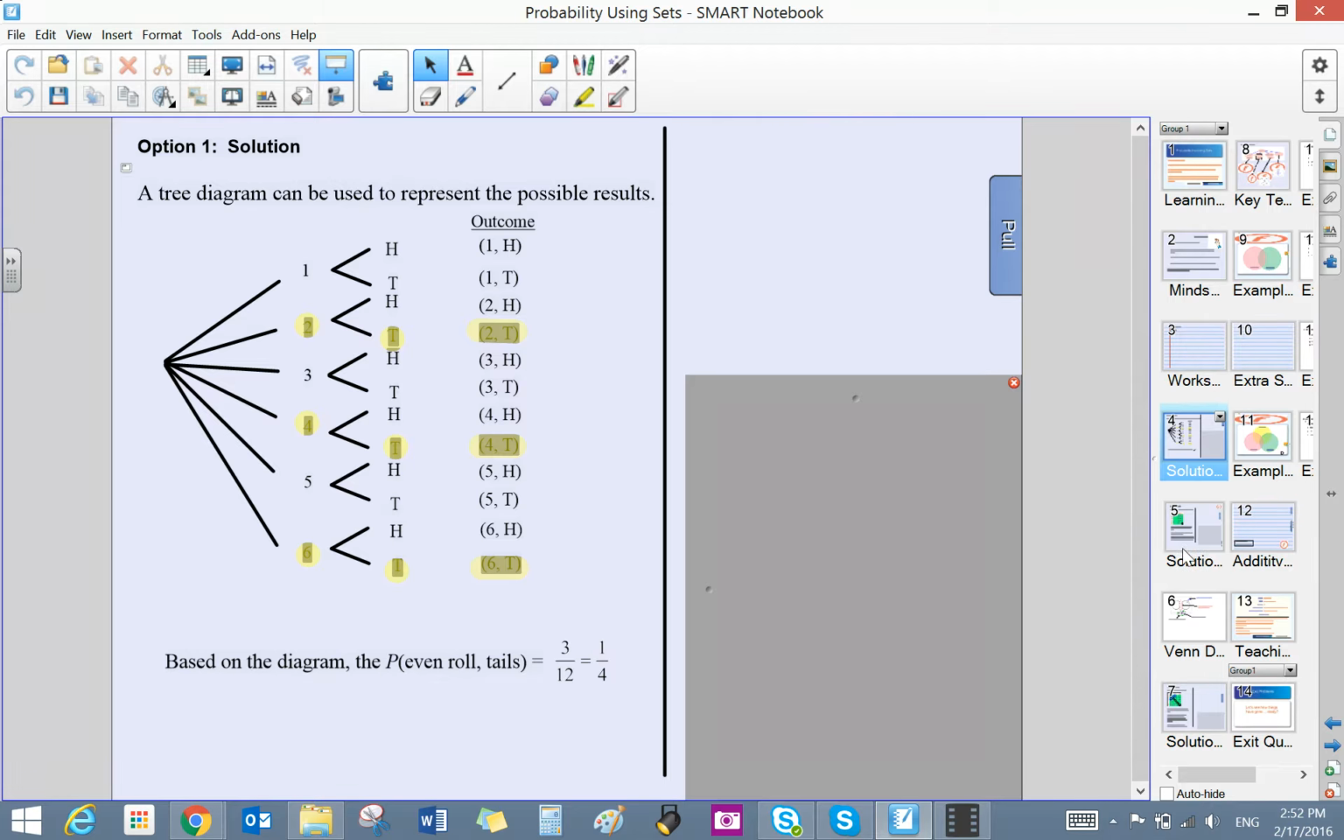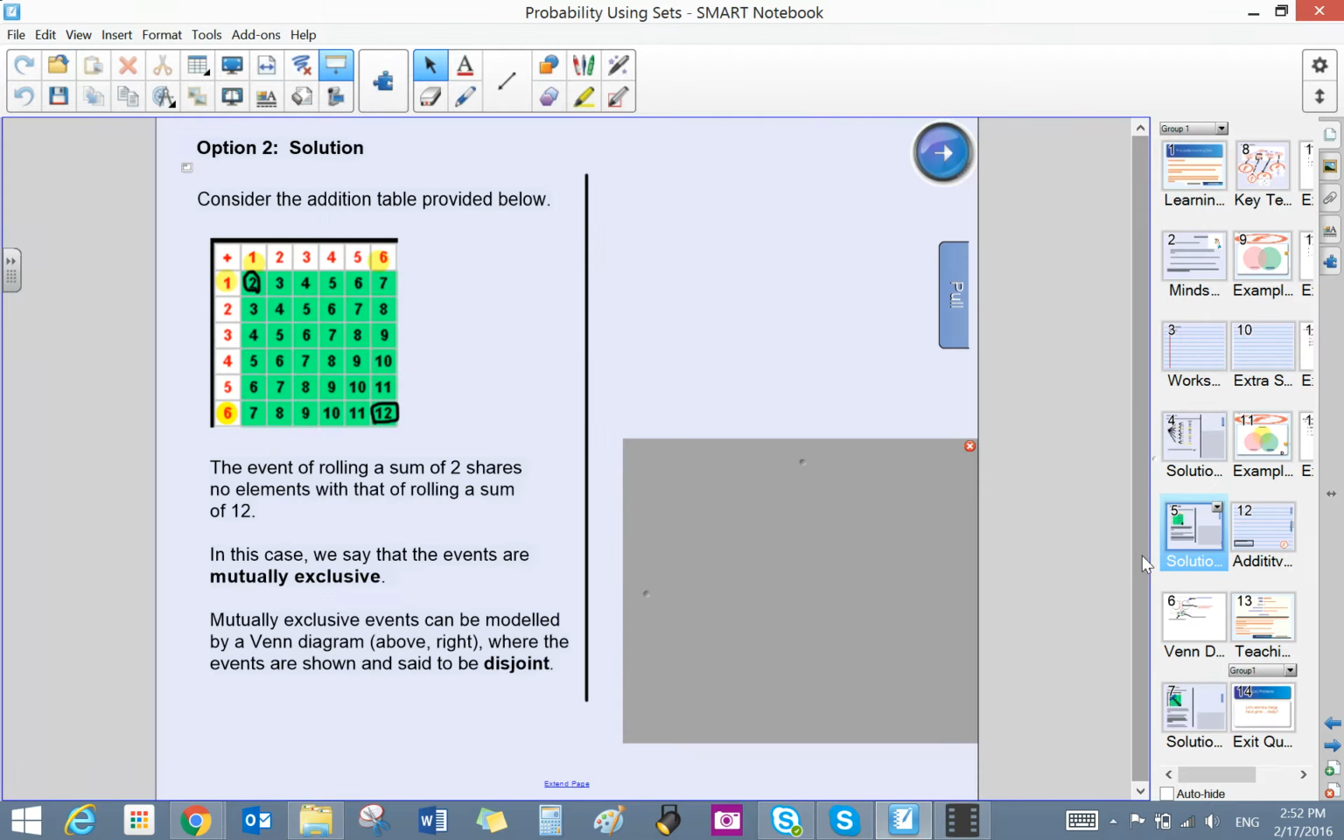The second one, where we were rolling a sum of 2 or 12, we recognized that those values that make up the sums are not shared. So 1 and 1 and 6 and 6, by no means do they combine to form both 2 and 12. So we refer to those as being mutually exclusive.